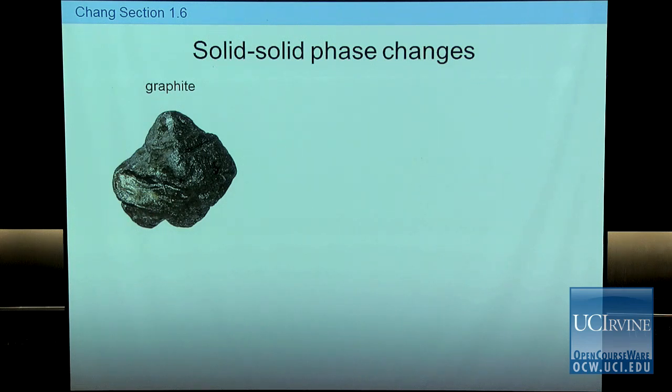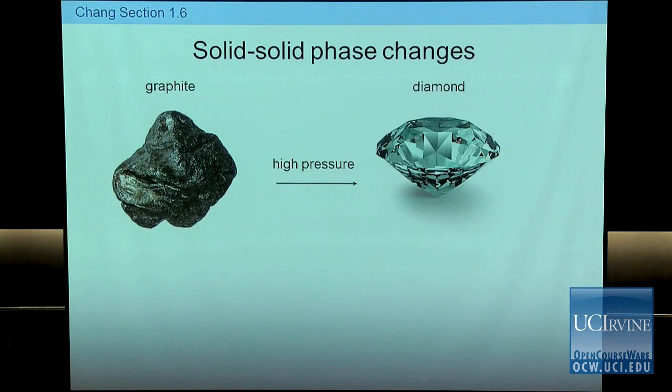Okay. You can also have phase changes between two forms of solid. Let's look at graphite phases. Graphite is composed solely of carbon. Okay? And if you compress this to very high pressures, you can turn it into a diamond. It's a very hard process. Extremely high pressures are required. You can do it.